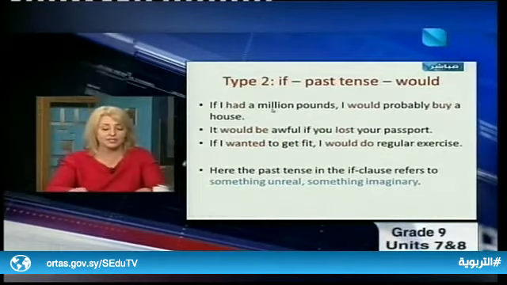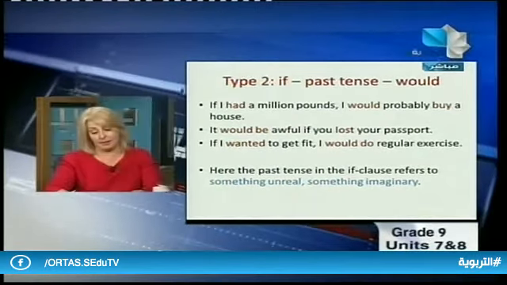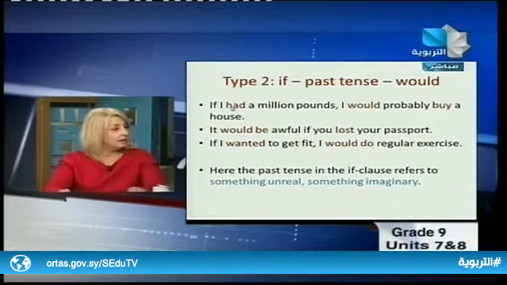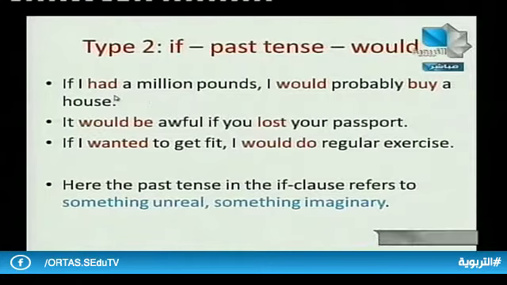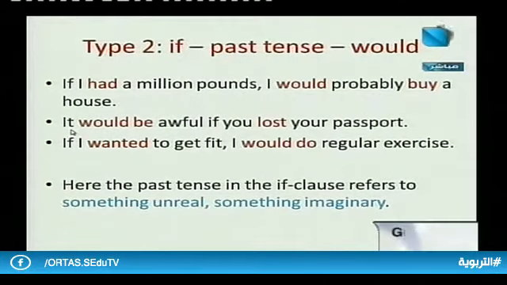It's an imaginary situation. That's why you say, if I had such an amount of money, I would probably buy a house. So if I had £1 million, I would probably buy a house, because you should have more than £1 million to buy a house. I guess so. So here we use the past form.